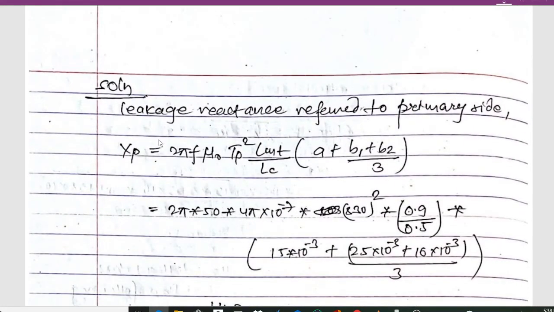Here leakage reactance referred to the primary side will be Xp equal to 2 pi f mu naught Tp squared Lmt upon Lc, into a plus (b1 plus b2) upon 3. Here 2 pi into frequency, which is 50 as given in the question, and in place of mu naught you can write 4 pi into 10 power minus 7, and Tp is given as 830, so 830 squared into Lmt upon Lc.